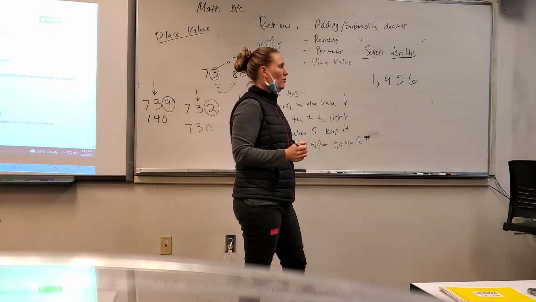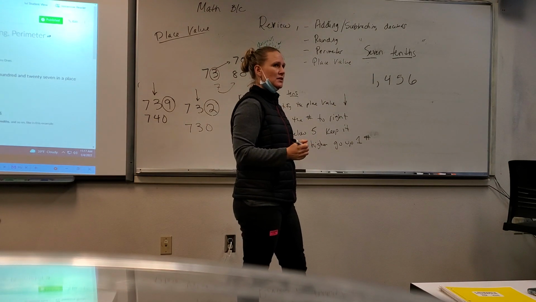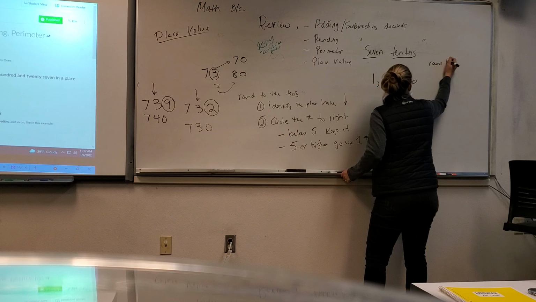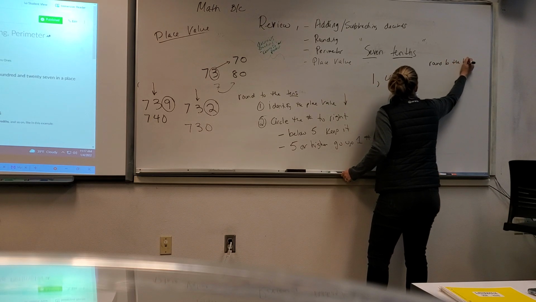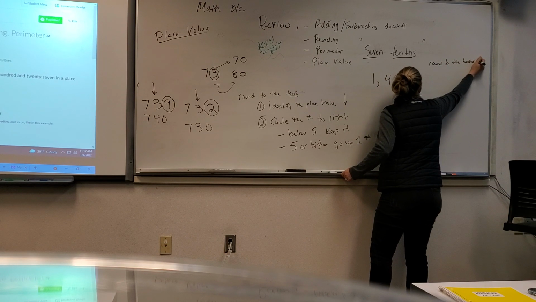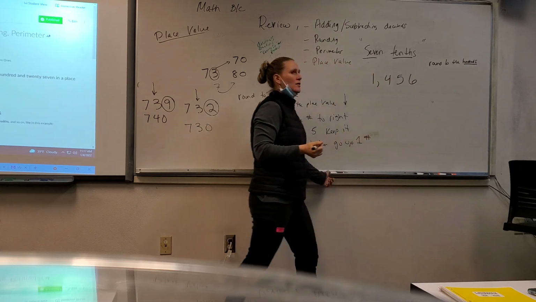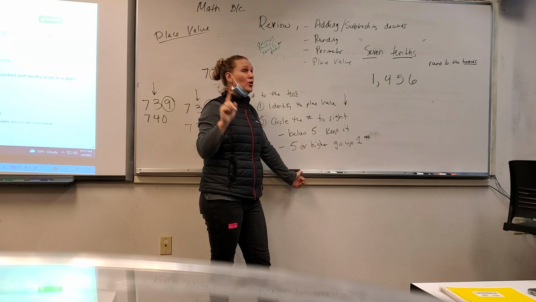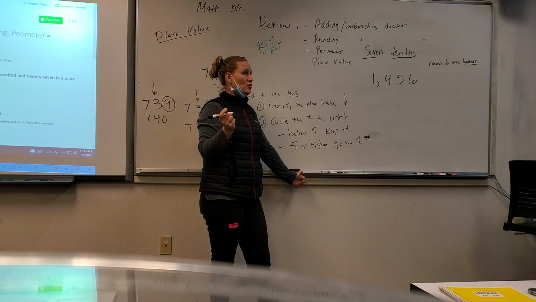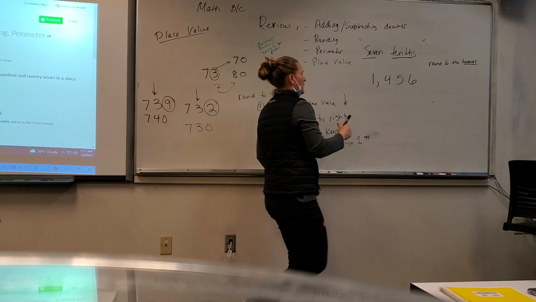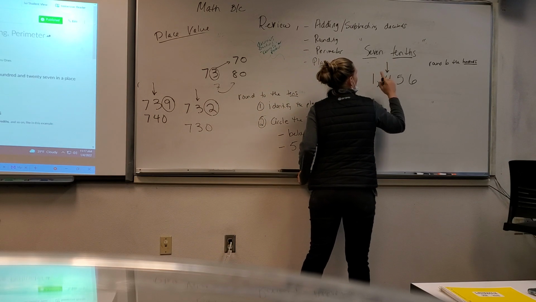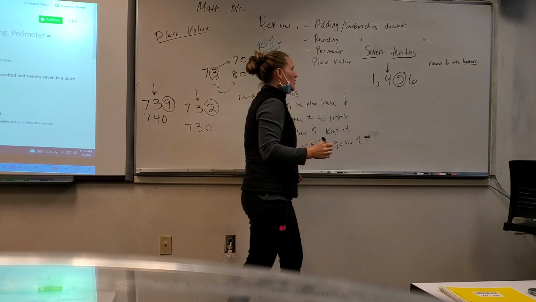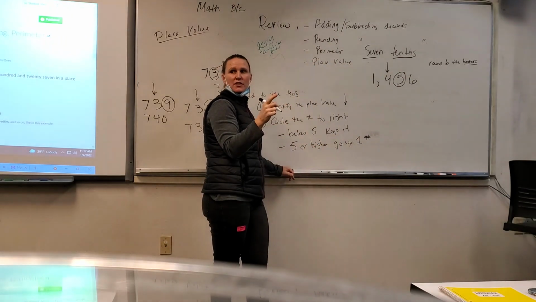Okay, here's our new number, 1,456, and I want you to round to the hundreds. What digit is in the hundreds? 5. Close, that's the tens. Go one more. The 4. So that's my number. Now I circle the number immediately to the right. What is that 5 going to do to that 4?